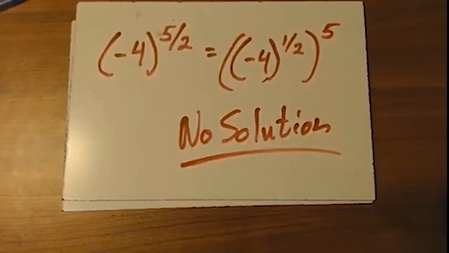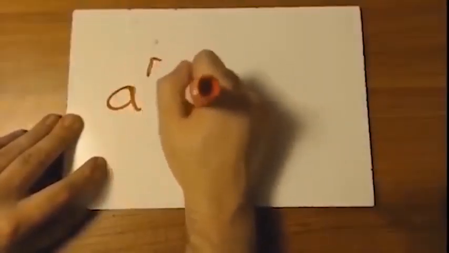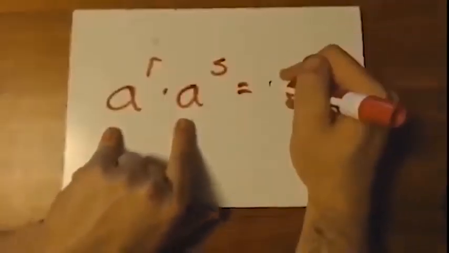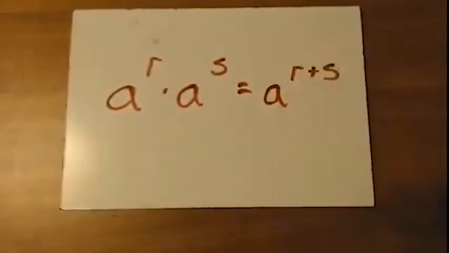So, let's look at these exponent rules one last time. Because we're about to use them with fractions. So we want to be real sure we know what we're doing before we add on the additional layer of working with fractions. So a to the r times a to the s, multiplying with the same base, add the exponents. A to the r plus s.